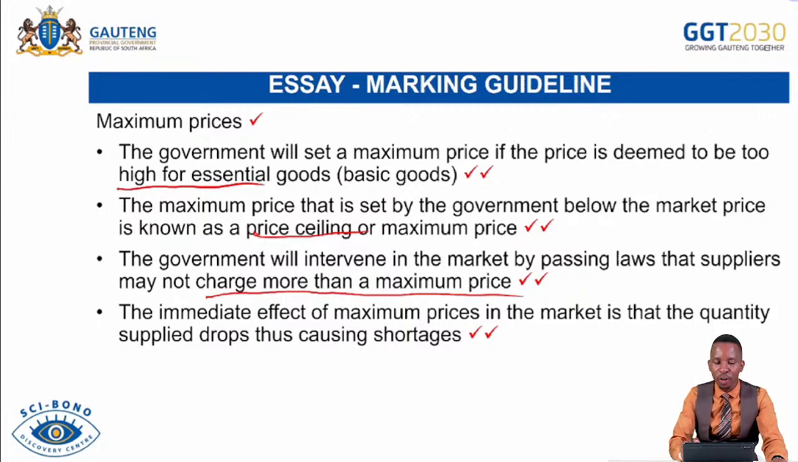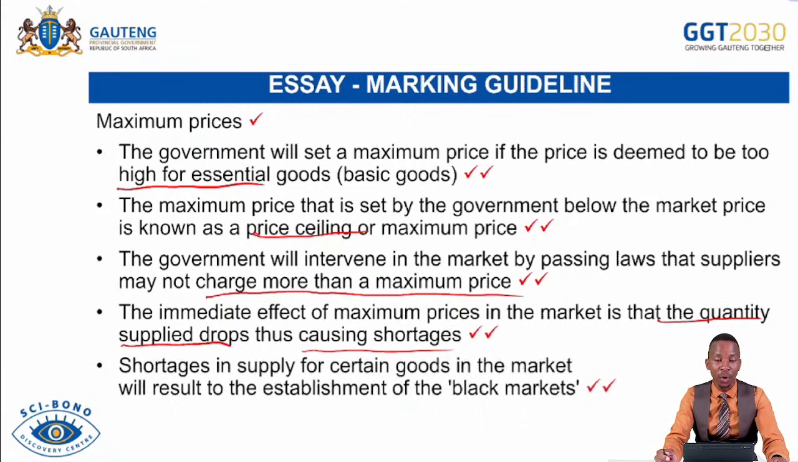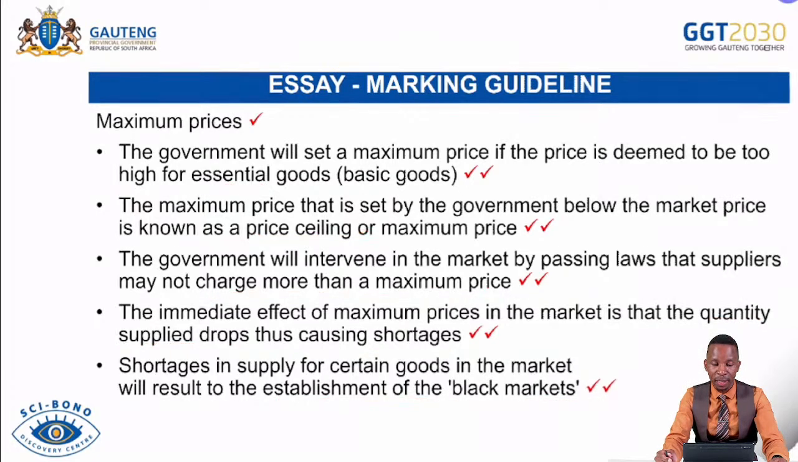The immediate effect of maximum price in the market is that the quantity of goods supplied will drop or decline, thus causing a shortage of goods, because consumers will be demanding more of this particular product since they can afford it, while firms will be supplying less of the product. That will lead to the shortage. Shortages in supply for certain goods in the market will result in the establishment of black markets. Then businesses will decide to sell these goods illegally, because now they are forced not to sell above the market price.